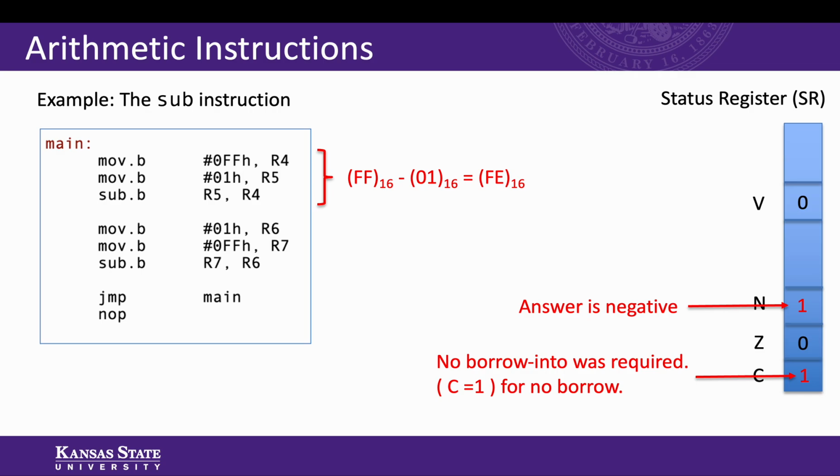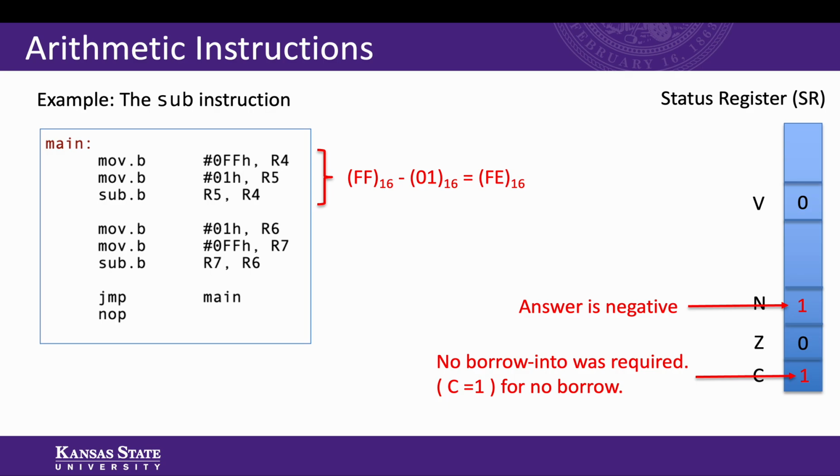So this one is taking FF, and notice that the .b has been appended, so these are bytes. It's taking FF minus 0, 1, and that gives us, of course, FE. Now, the answer is negative here. Of course, F, as it is expanded, is 1111, so N is equal to 1 in this case.